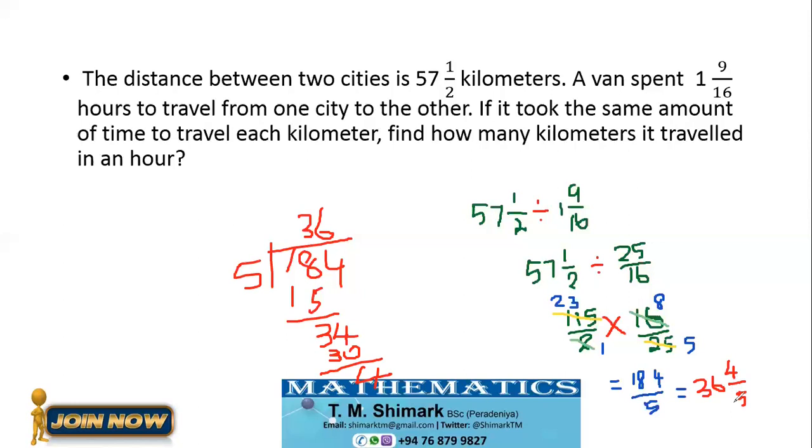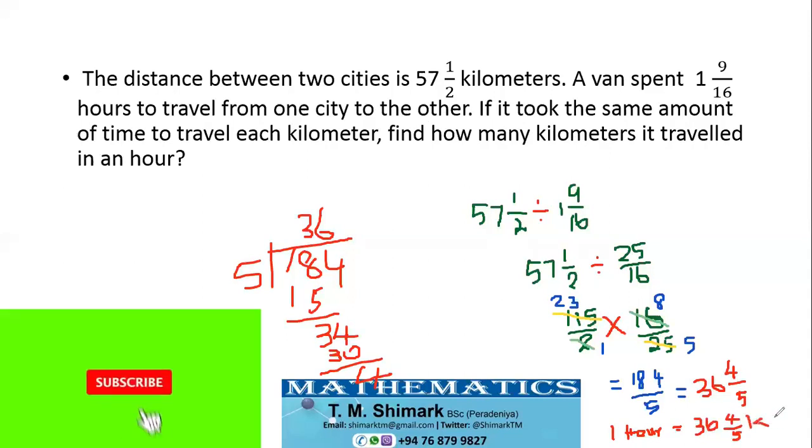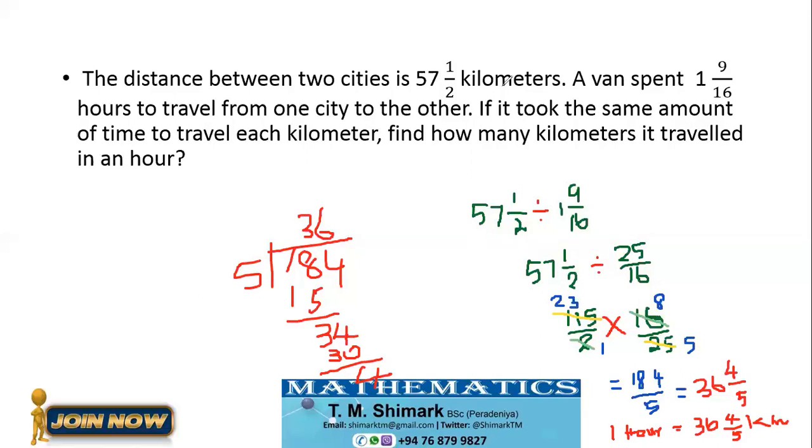So the answer to my question, how many kilometers it traveled in an hour: it traveled 57 and a half kilometers in 1 and 9 by 16 hours, so in 1 hour it will travel 36 and 4 by 5 kilometers. Right, that's ending the class, and we will meet in the next class.